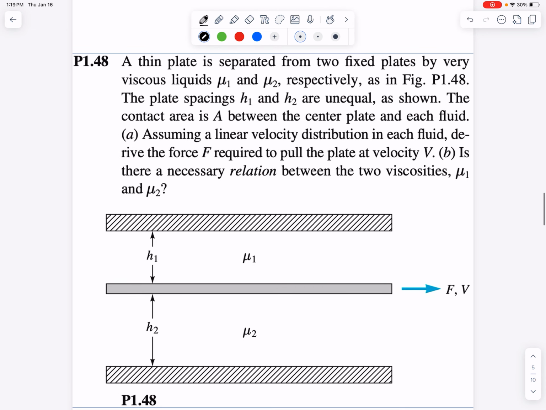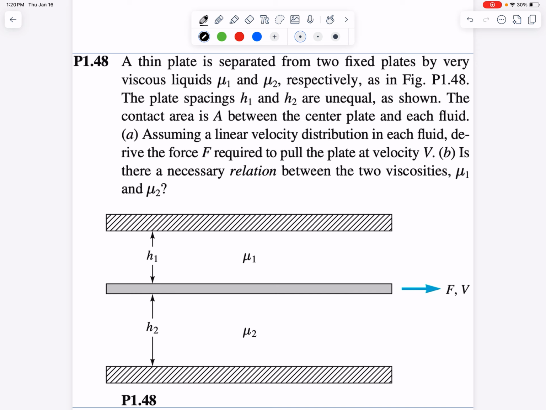So here we are. I'll quickly read out the problem description. We have a thin plate in the middle, sandwiched between 2 fixed plates. Both sides of this thin plate have a different liquid associated with it. Additionally, this plate is not directly between these 2 fixed plates. It's at a random location with a certain height between it and the top surface, and a certain height between the bottom surface and the bottom plate.